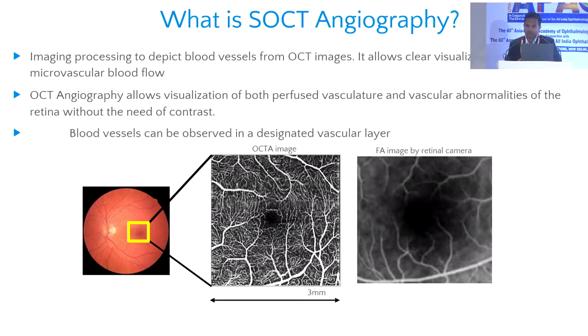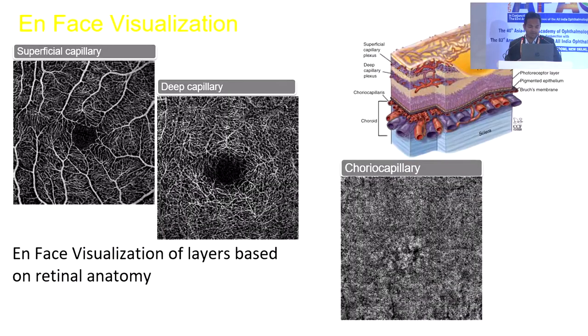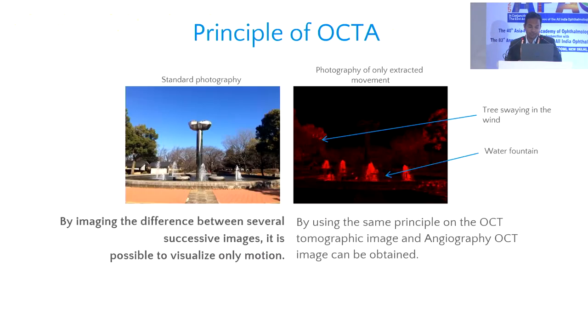I'll be talking on OCT angiography, and briefly speaking, it's a non-invasive way of visualizing both the retinal as well as choroidal vasculature, and it typically is used in an en face way, as against a typical OCT where we do cross-sectional imaging. The brief principle of OCT angio is that by imaging the difference between several successive images, it's possible to visualize only motion.